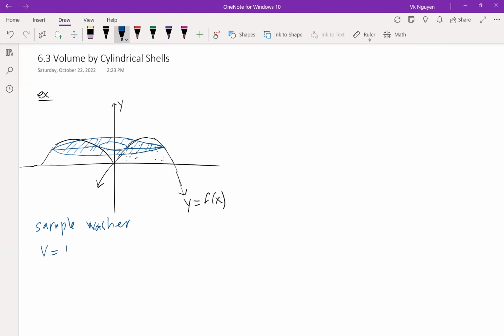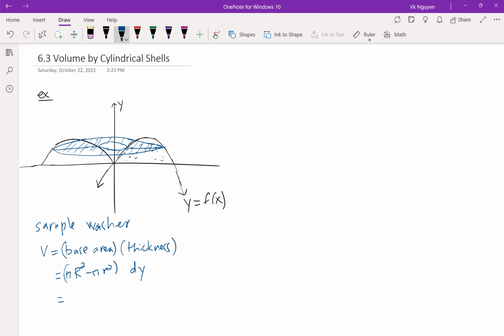Volume is, of course, base area multiplied by thickness. And if you look at the base area, it's going to be the area of the bigger circle minus the area of the smaller circle. That's pi r squared minus pi r squared. The thickness is dy. So that means we have to write everything in terms of y.